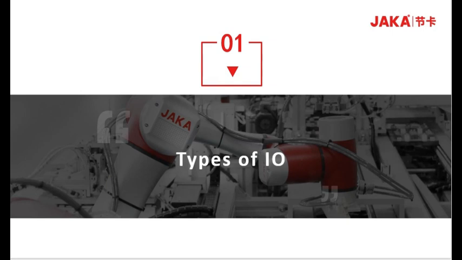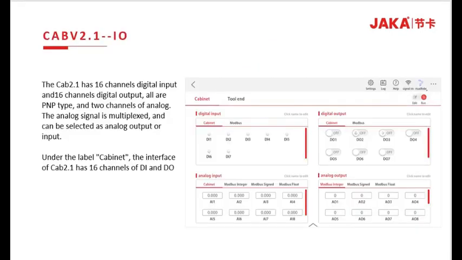Types of I/O. Firstly, robot I/O types 2.1: the cabinet has 16 channels digital input, 16 channels digital output. All of them are PNP type. Analog signals are multiplexed and can be selected as analog output or input port. As shown in the figure, under the label of the cabinet, its 2.1 panel DO and DI each serve as 16 internal ports of the cabinet.